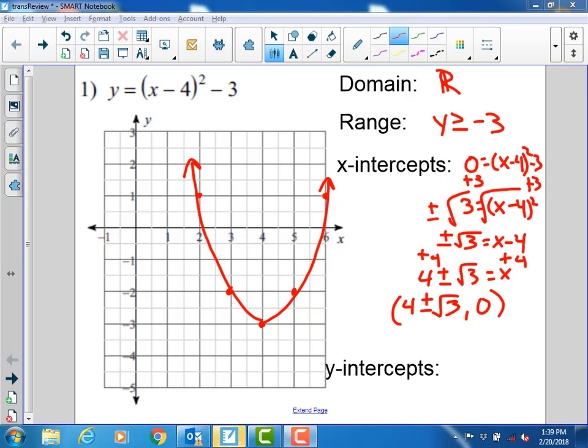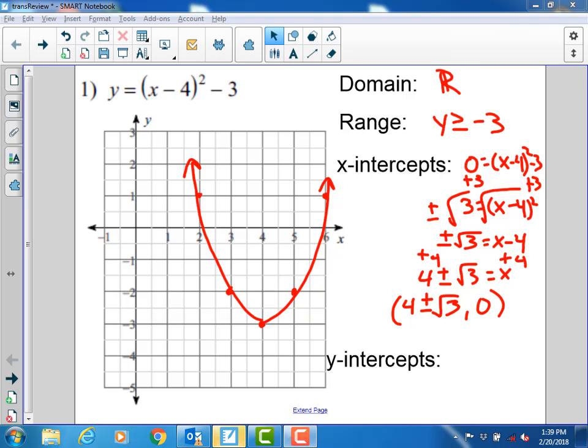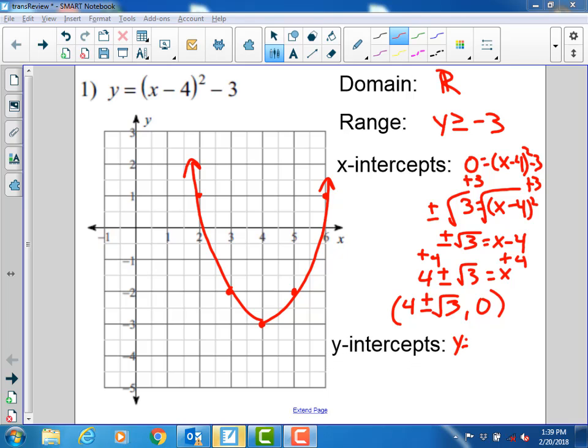Now the y-intercept, since we can't see it, we should just go ahead and plug in 0 for x and work it out. So when we plug in 0 for x, notice we'll have a -4 squared. So -4 squared is positive 16. So then we just have 16 minus 3, and we get the value of 13. So we know that our y-intercept is at (0, 13).